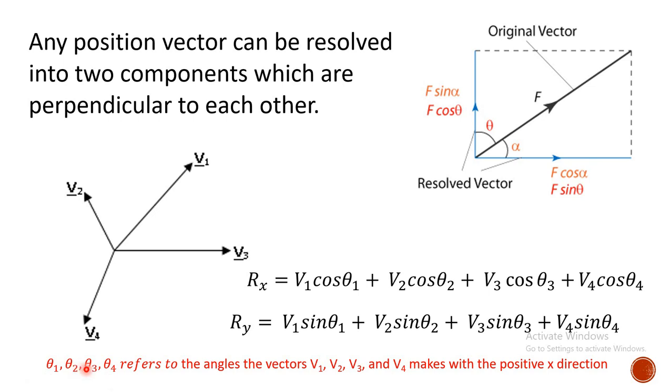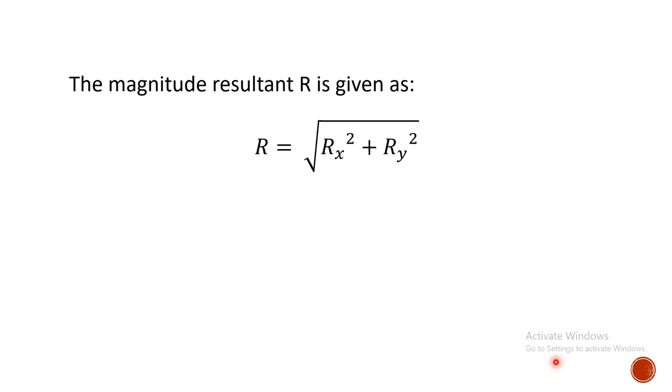So theta 1, theta 2, theta 3, theta 4 refers to the angle vectors v1, v2, v3, v4 make with the positive x direction. It's very, very important. At the end of the day, if you want to get the magnitude of all the vectors at that point, you use this formula. R is equal to the square root of Rx squared plus Ry squared.